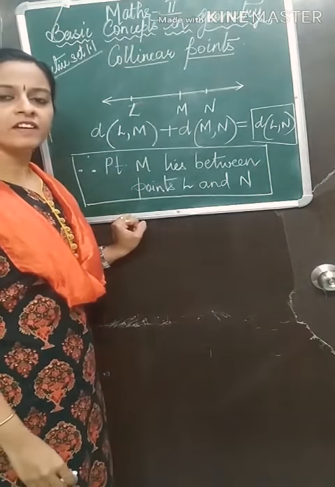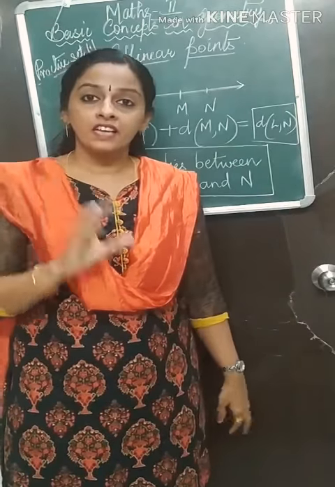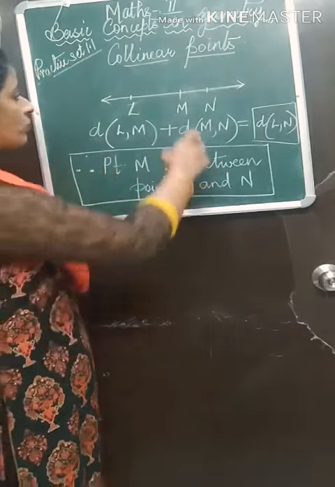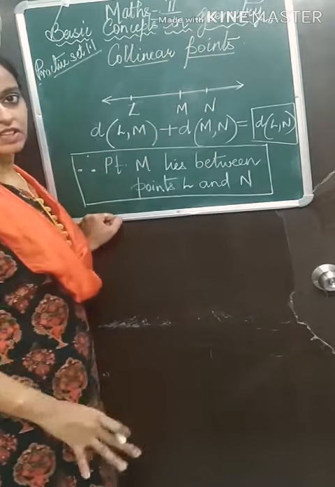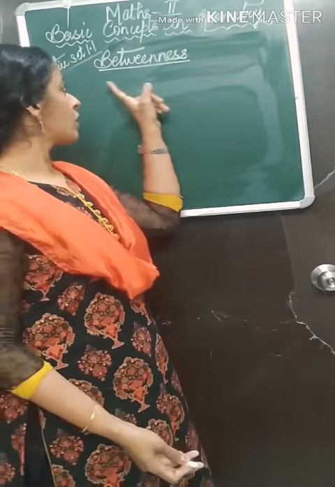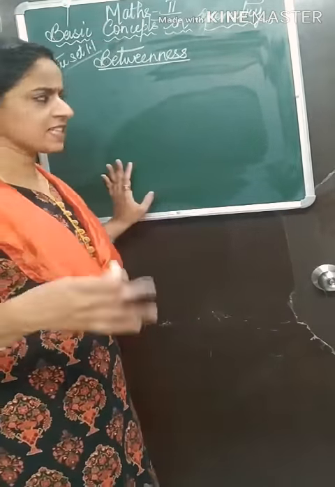This property, wherein one point lies between the other 2 points, is called the Betweenness property. I want you to copy this much. So from that we come to the next property, called the Betweenness property. What is the Betweenness property? Let us consider.